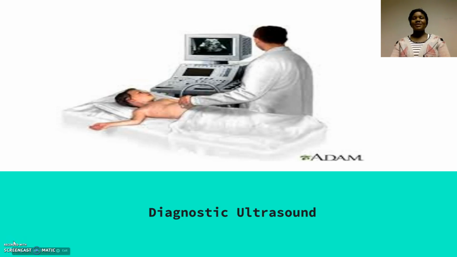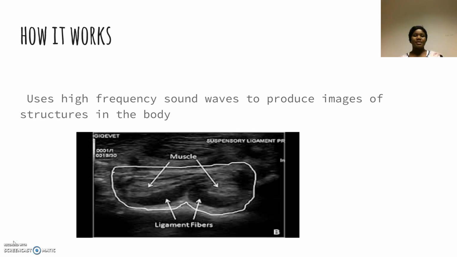Okay, so I'm going to be talking about diagnostic ultrasound. So this is a picture of an ultrasound machine and the doctor doing the ultrasound. Ultrasound is an imaging method that uses high frequency sound waves to produce images of the body. So this is an example of ultrasound, and it's showing the muscles of the body and the ligaments.